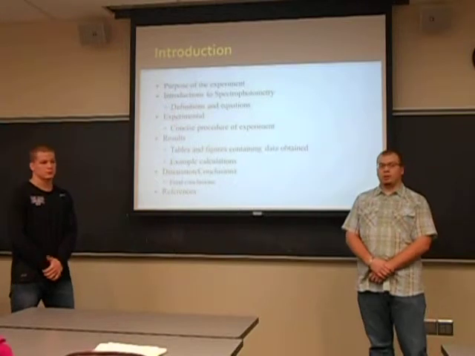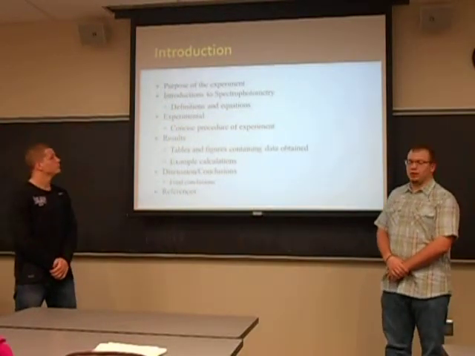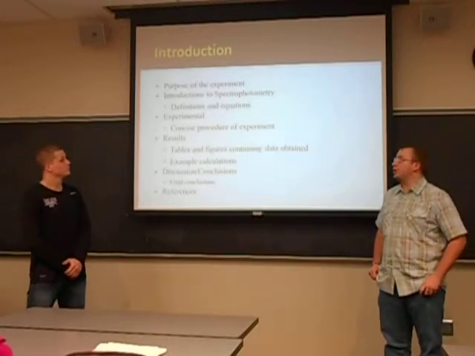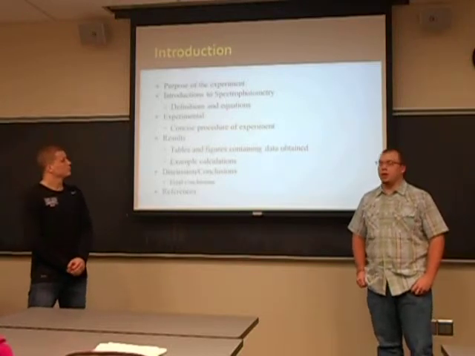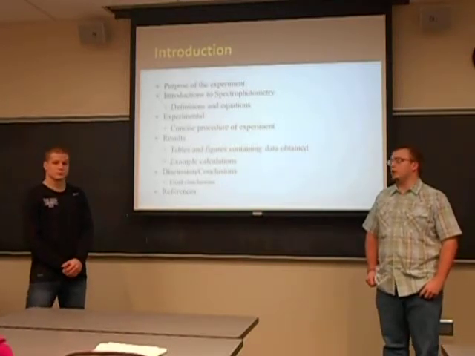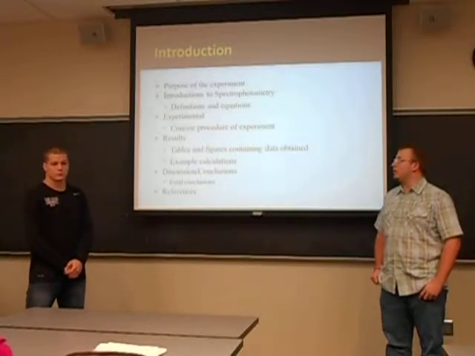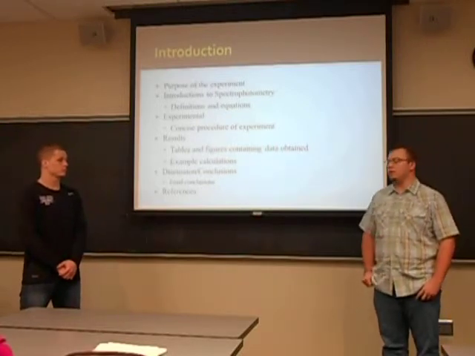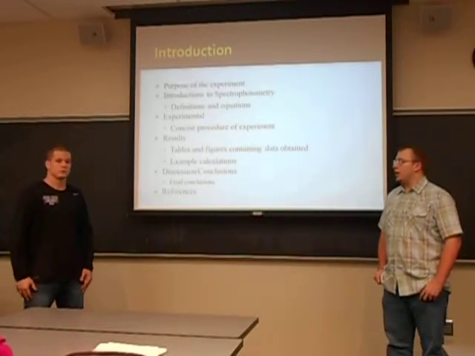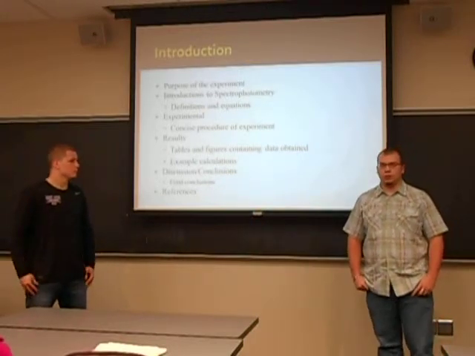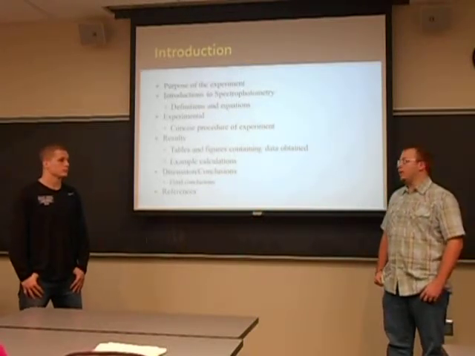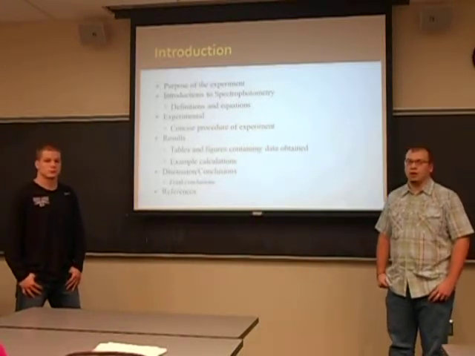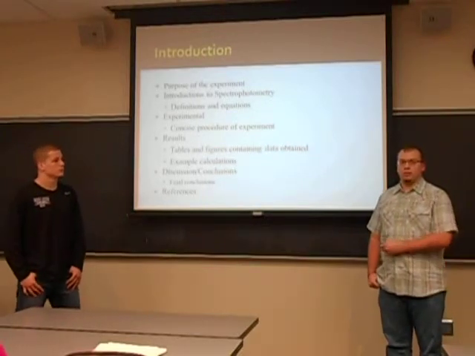The purpose of our experiment, the layout of our presentation. First we'll discuss the purpose of our experiment, and then we'll give an introduction which will include several definitions and equations. Then we will go over our experimental, which will give a concise procedure of the experiment. Following that, we will go through our results section, which includes tables and figures containing the data that we collected, which include examples of those calculations. After that, we will discuss our discussions and conclusions, which contain our final conclusions regarding the experiment. And following that are our references.